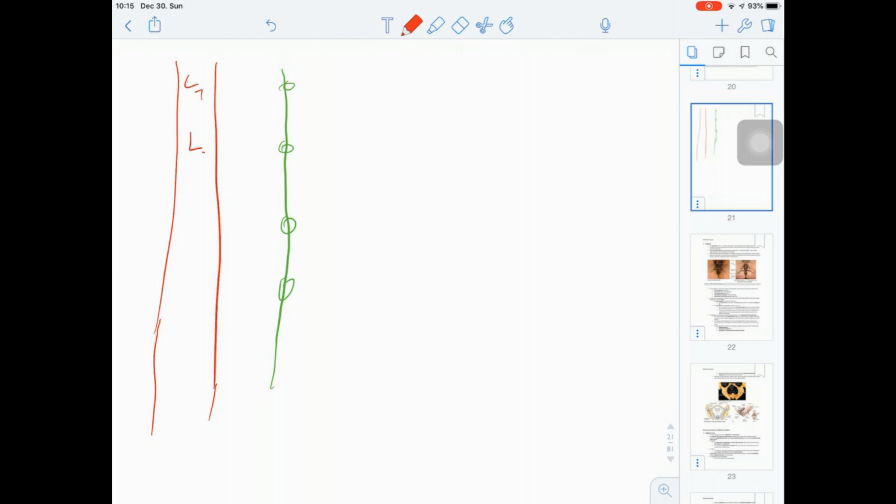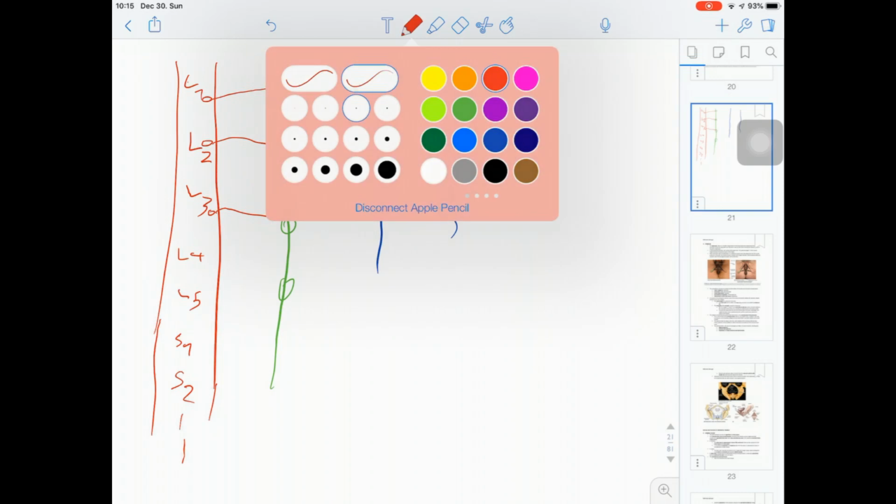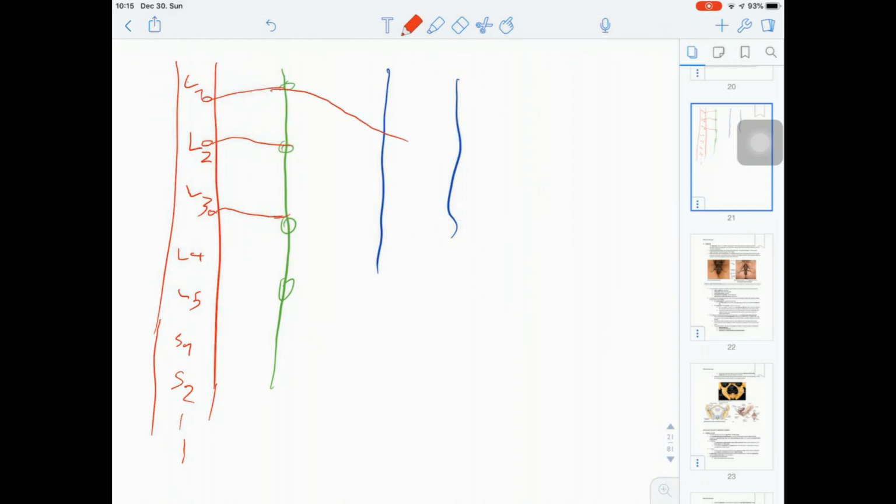So L1, L2, L3, L4, 5, 1, 2, and so on. The thing is that the cell bodies of the sympathetic nerves arise from these regions, and they make their way to the sympathetic trunk. The ones in the lumbar region, of course you know you have the abdominal aorta here. These presynaptic sympathetic nerves do nothing here, they just pass.